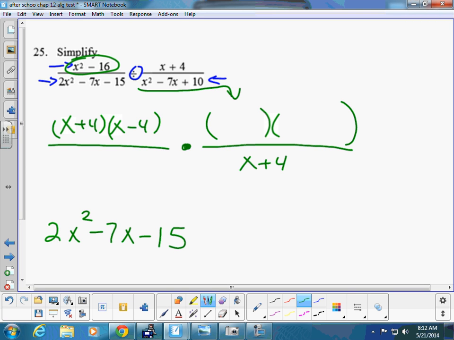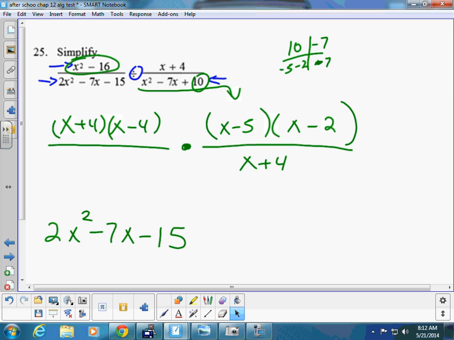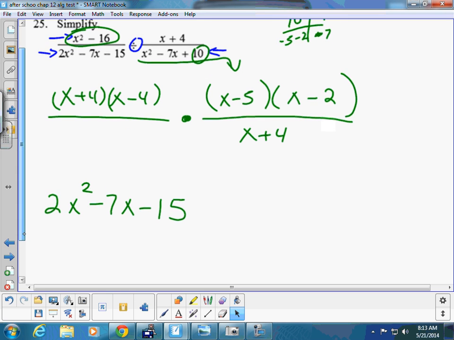So I'm going to take the last 10 and put it in first in my table to negative 7. And that looks like it's going to be negative 5 and negative 2. They add up to negative 7, and they multiply to equal positive 10. So this is going to be x minus 5, x minus 2. I can already see cancellation that can be going on here, but I need to break this down.